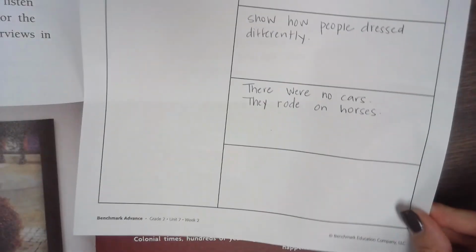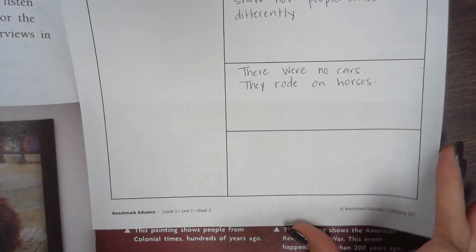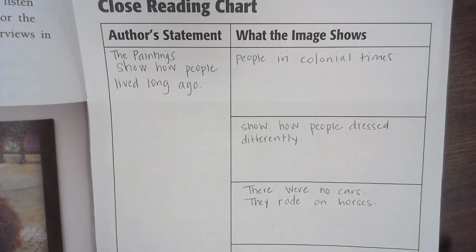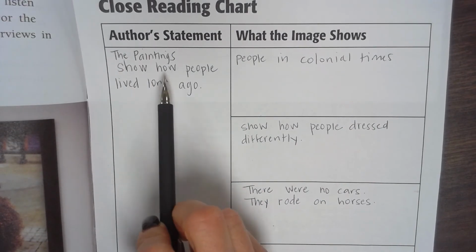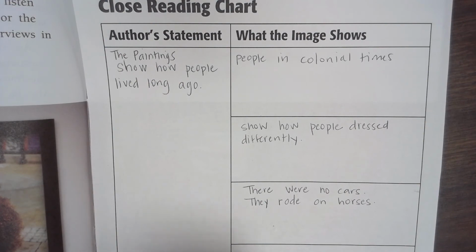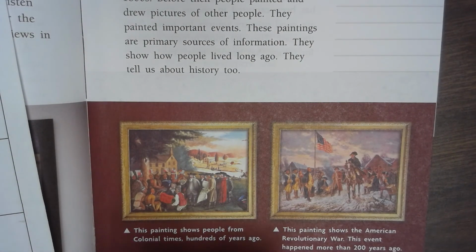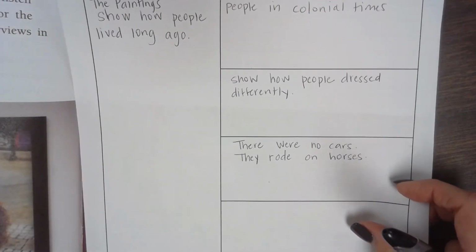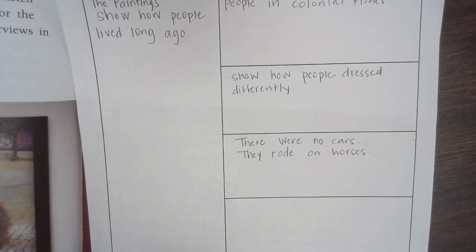So go ahead and add your own thoughts in this box about how these pictures help you learn more about what the author said, which is how they show how people lived long ago. So how do those images help you to learn that? And what are some things they add that the author doesn't say? We get to learn a little more by looking at those pictures. So I filled out the first 3 boxes. I'll let you think of some things that they helped you learn, and then when you are finished, you may submit this to your teacher.